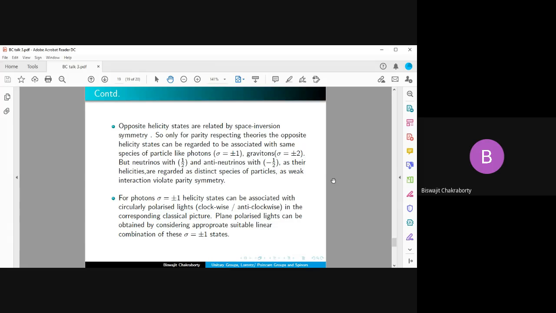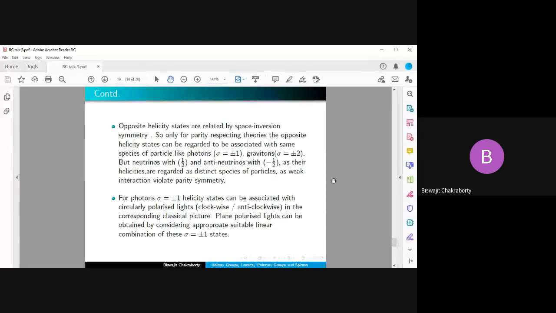But neutrinos participate only in the weak interactions, which are parity-violating theories, as we know. So there is no way you can make use of a parity transformation to convert a state of neutrino to a state of antineutrino, because those transformations are simply not available in your theory. So they are regarded as different species of particle altogether.